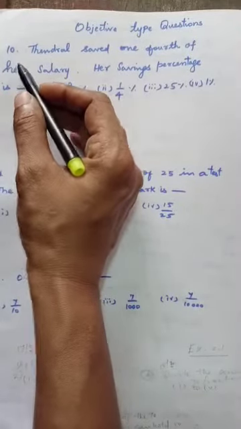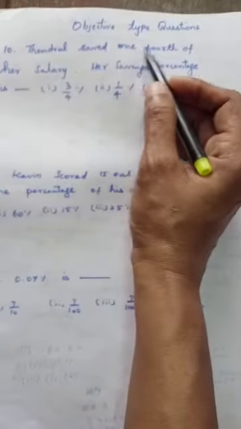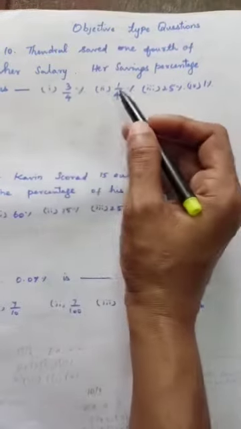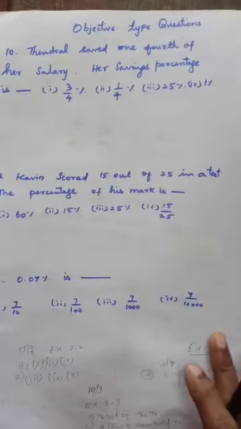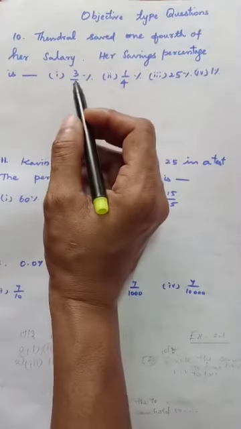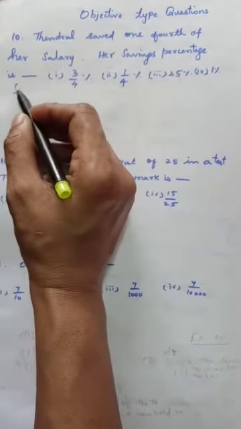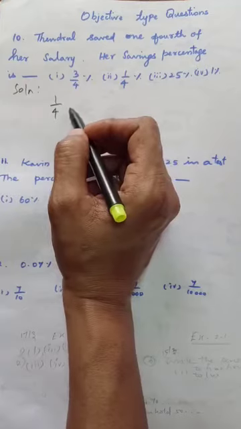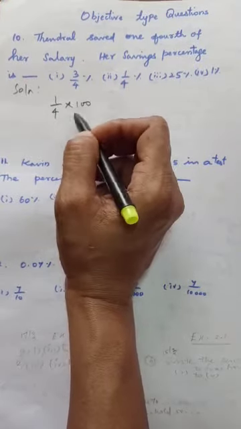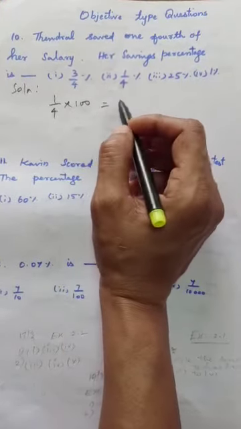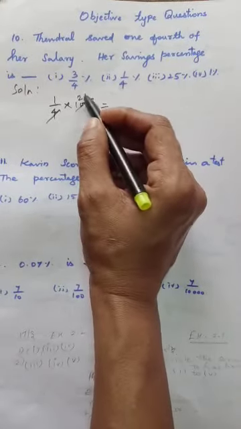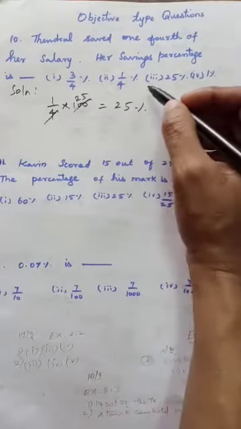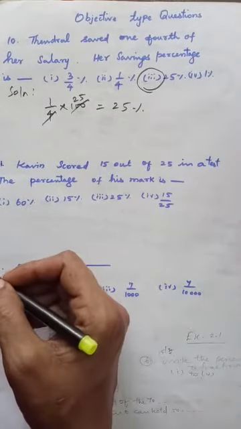Then 10th problem. Tendril saved 1/4 of her salary. Her savings percentage is dash. Okay, the first option is 3/4. First you shall see the solution. 1/4 of his salary, that is 100% keep as 100. 1/4 of his salary is 25%, isn't it? 25%. Which option? Option 3.